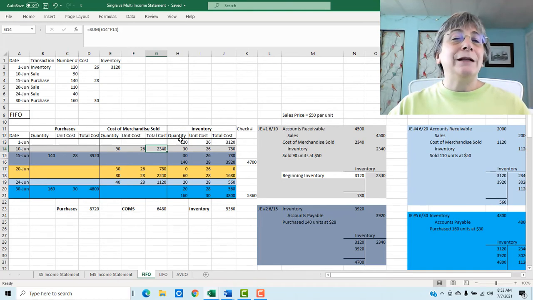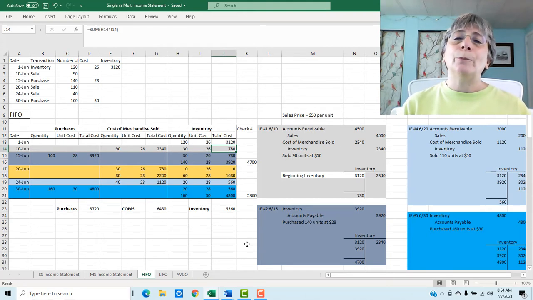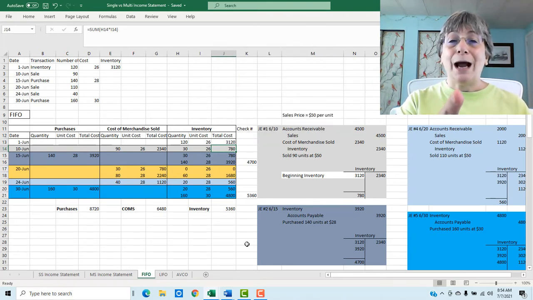So what does that leave us in inventory? Well, we're going to take 120 units minus 90 units, which gives us 30 units at $26. So the value of our inventory right now on our books is $780. So that's what your textbook is looking for you to do. Well, I want you to actually understand what you're doing because that gives you accounting power.